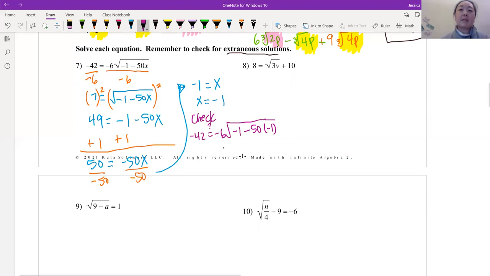So what I'm going to do is order of operations. It's going to be -6 square root of -1, and then -50 times -1 is going to be plus 50. And -1 plus 50 is 49. And what is the square root of 49? 7. Ooh, I forgot to put in my, is it equal to -42?